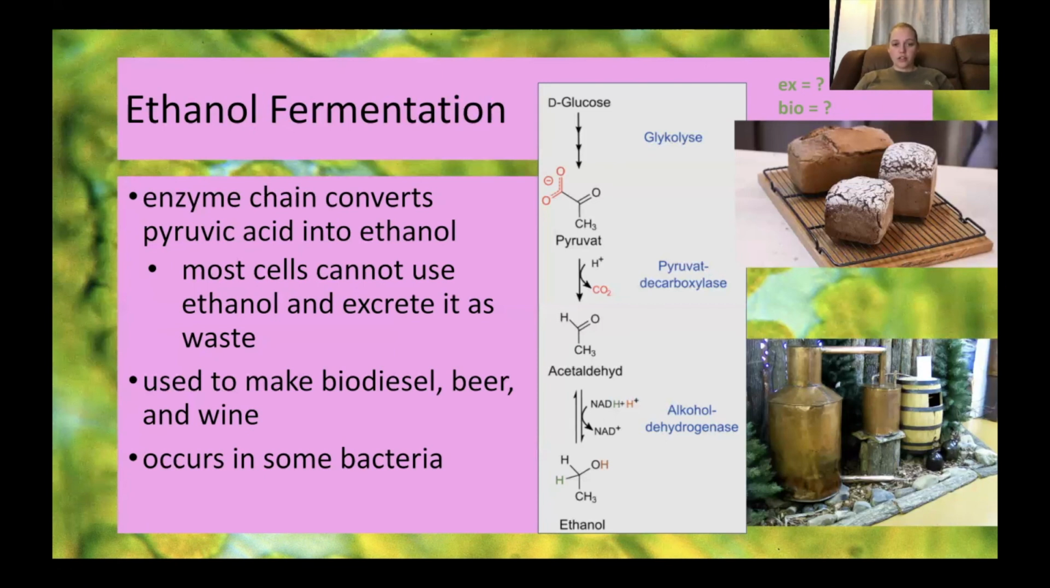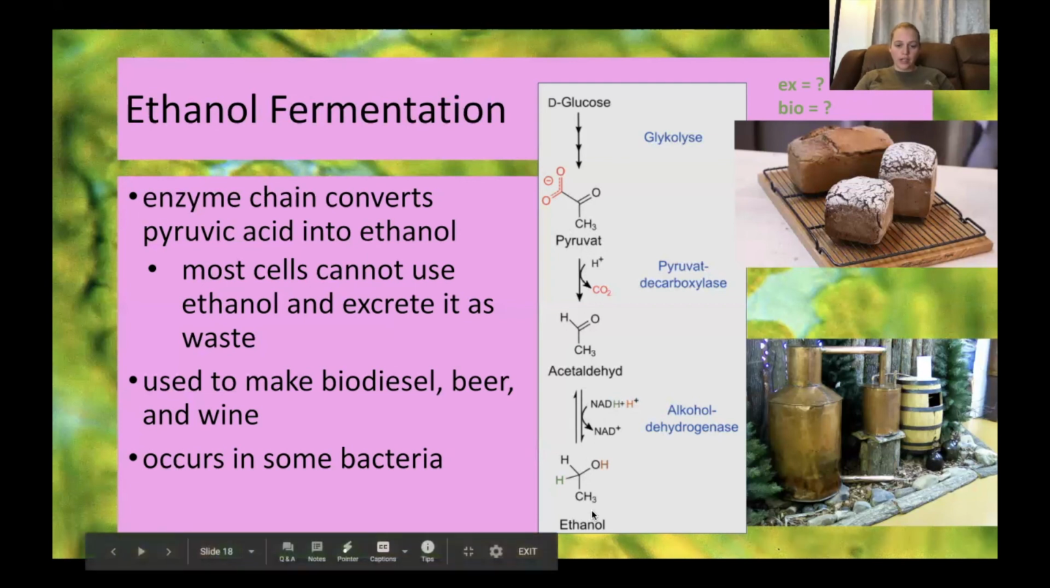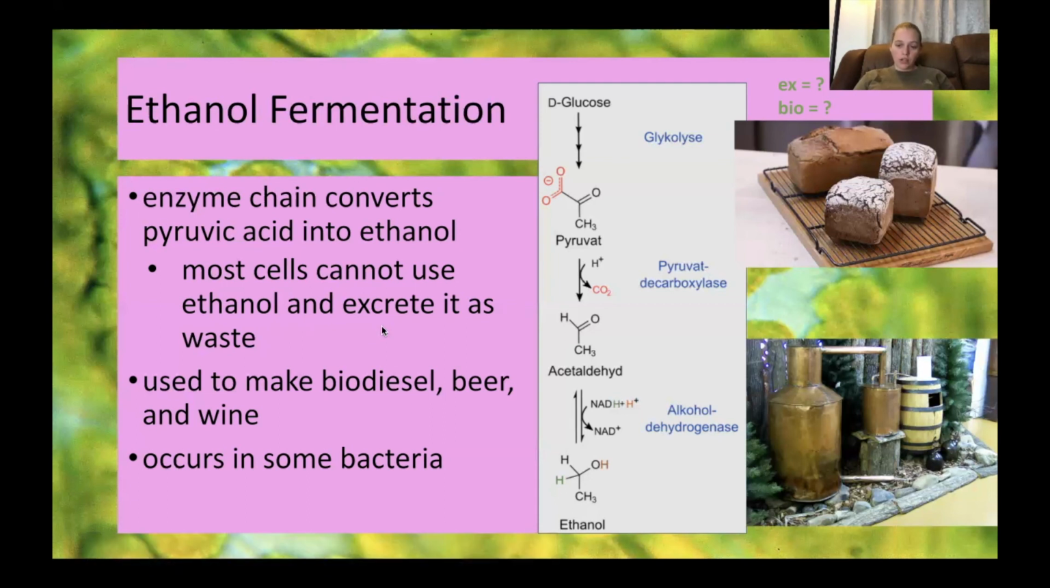Ethanol fermentation is another type of fermentation that humans benefit from, but we can't do this type of fermentation in our bodies like we could lactic acid fermentation. Now, it's going to start in the same way. We have our glucose molecule that's going to go through glycolysis and get broken into our 2 3-carbon pyruvate molecules. And those pyruvate molecules are sent down an electron transport chain to create ethanol. And no, this is not English, but it's close enough and it gets the point across. Now, most organisms that make this ethanol can't use it, and so they excrete it as waste. And we can distill this ethanol to make things like biodiesel, beer, and wine.